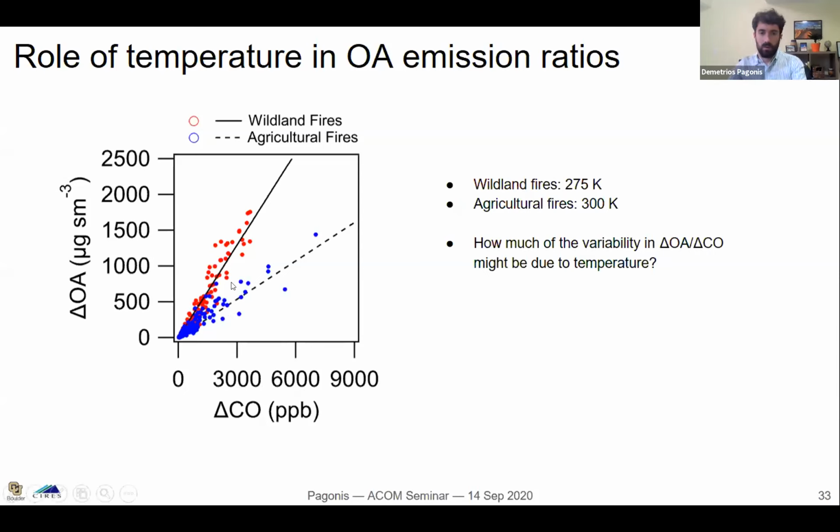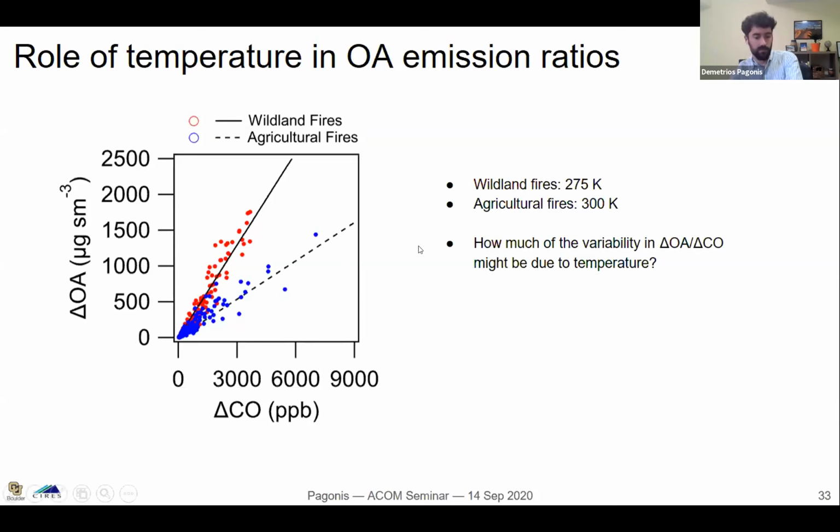And so, we were looking at this figure and at just how much more OA there was when we were sampling wildland fires than agricultural fires, and at the significant temperature difference between the two, right? On average, a transect through a wildland fire smoke plume was 25 K colder than a transect through an agricultural plume. And that has a significant effect on volatility of components in the plume. So we're curious just how much of this extra OA is explainable by the decrease in temperature.